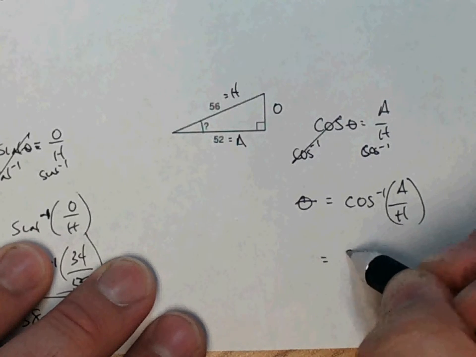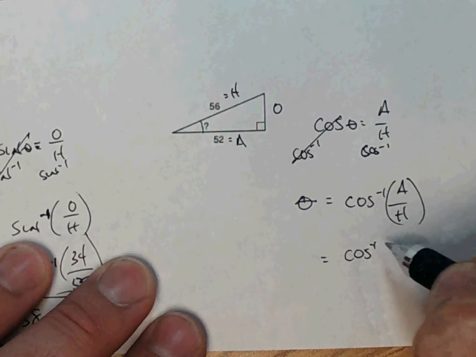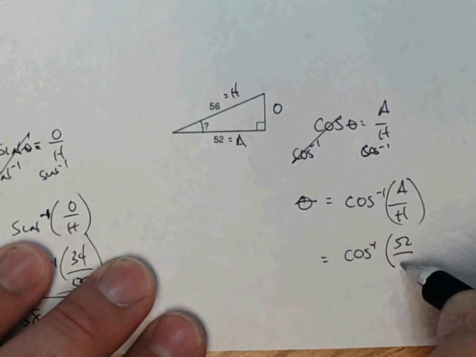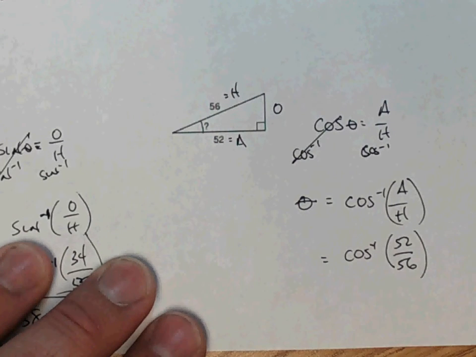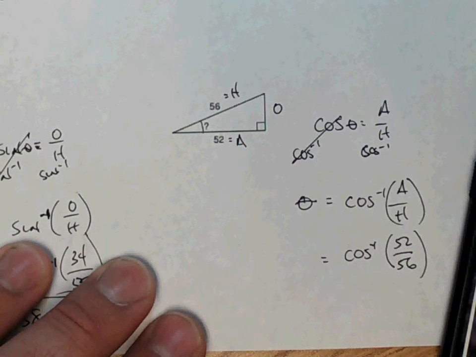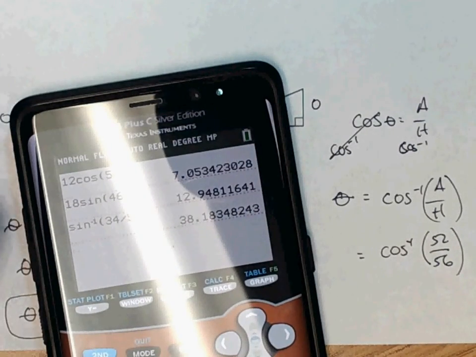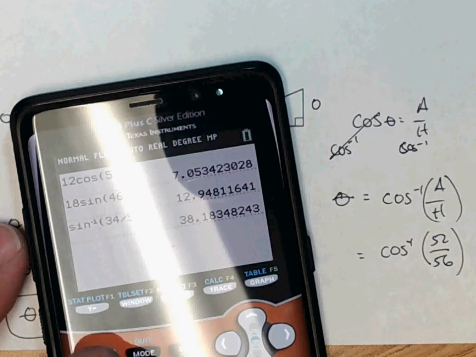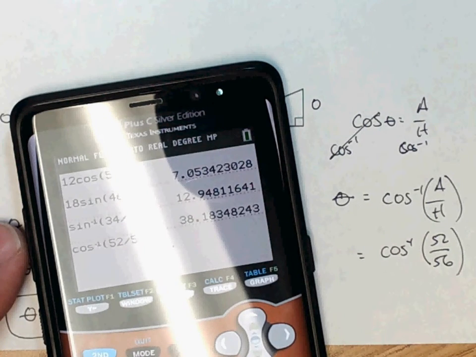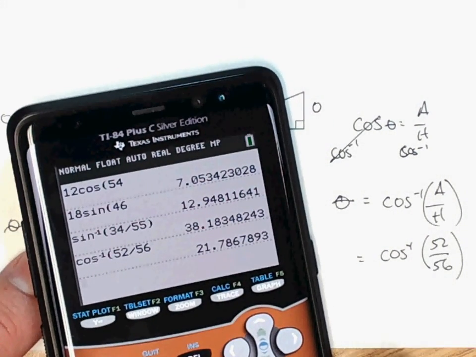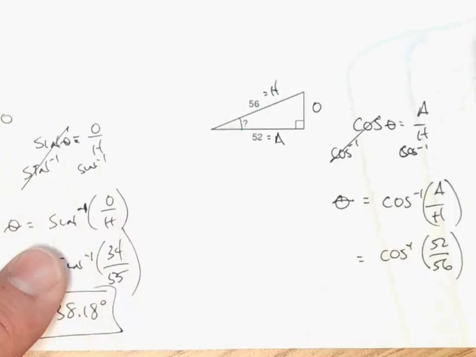So that's equal to the inverse cosine. Adjacent was 52, and the hypotenuse was 56. So now if we do this one, lots of glare going on this one. We do second cosine, which gives us the inverse cosine, 52 divided by 56. And we get 21.786 or 21.79.